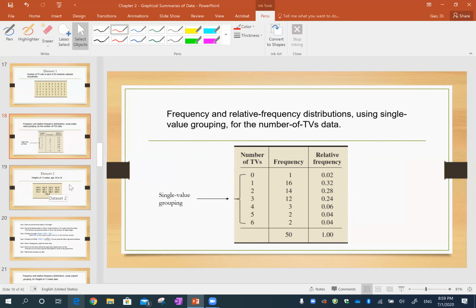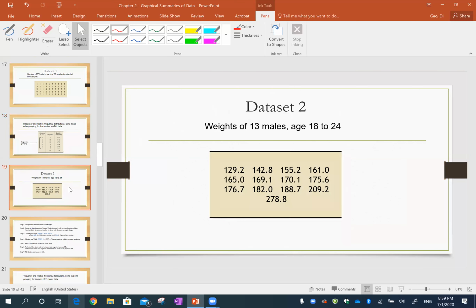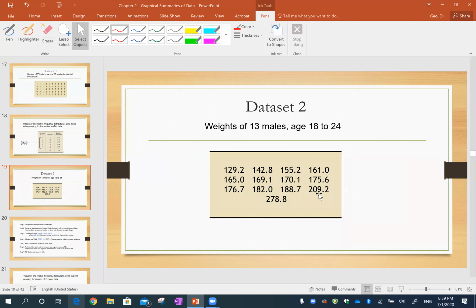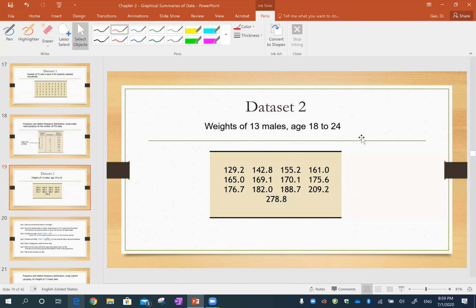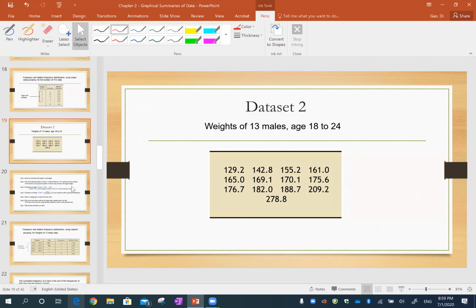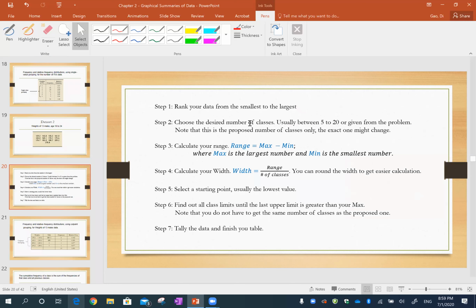The single value grouping method is pretty straightforward. For the cut point grouping method, we have certain steps to follow. So now let's look at data set 2 again. We have 13 numbers with decimals, and they're continuous. So we're going to do the cut point grouping method. Step 1, we rank the data from the smallest to the largest.